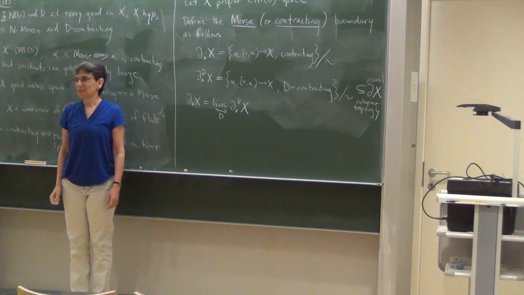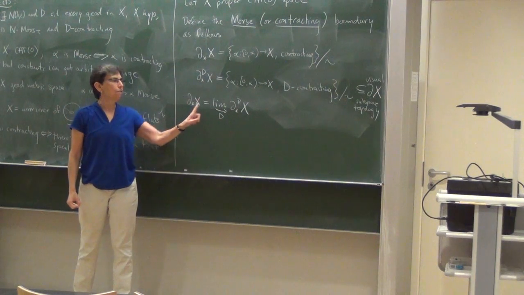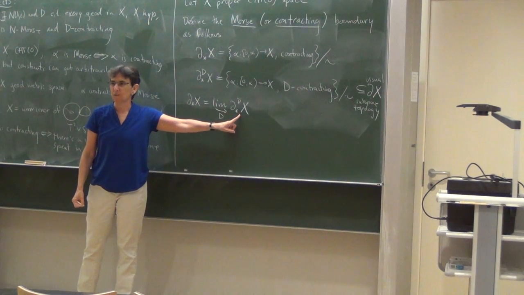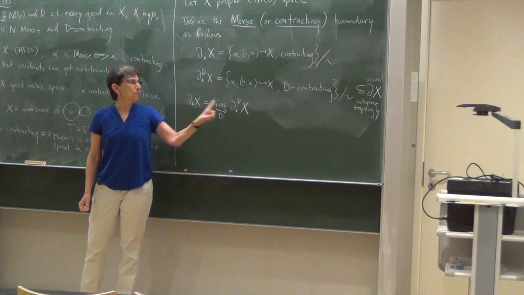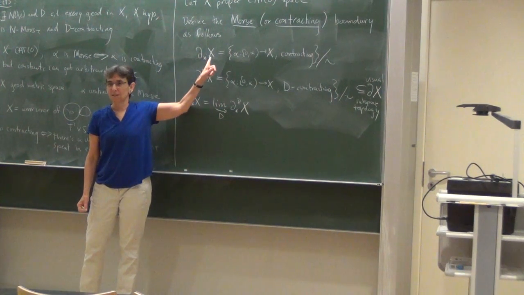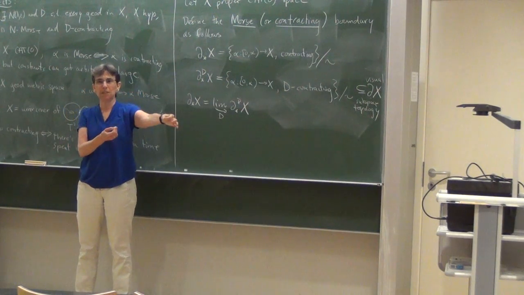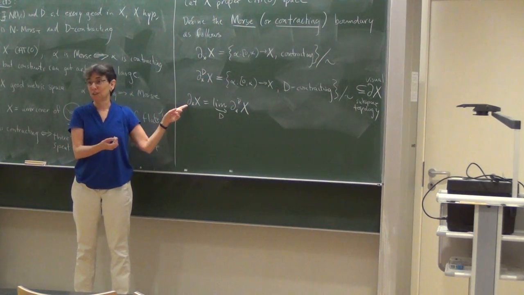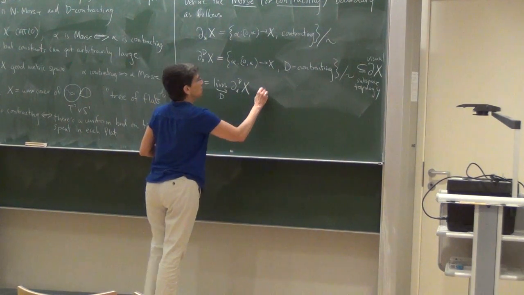What does that mean? What's the direct limit topology? Something's open in here if and only if its intersection with each one of these is open. Now, it's not hard to check that this topology is much finer than just taking the subspace topology. There are things that converge in the subspace topology that don't converge in this. So this is the direct limit topology.